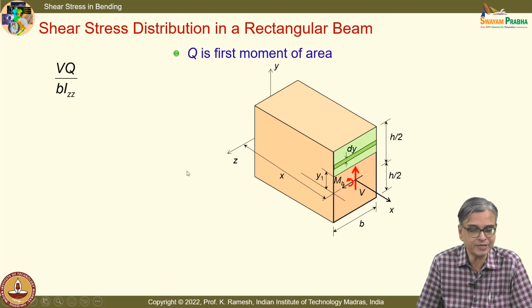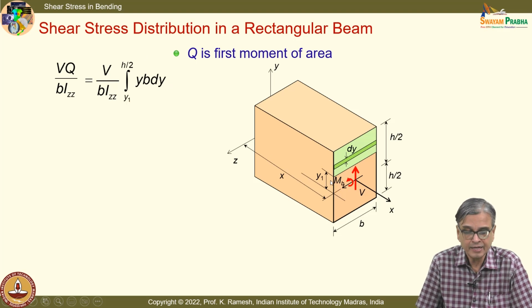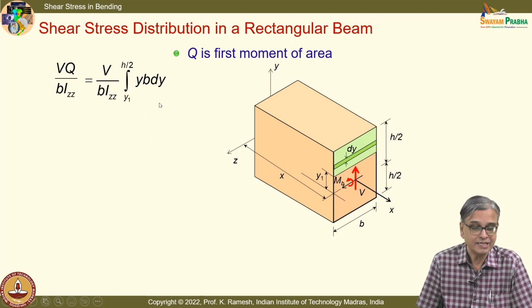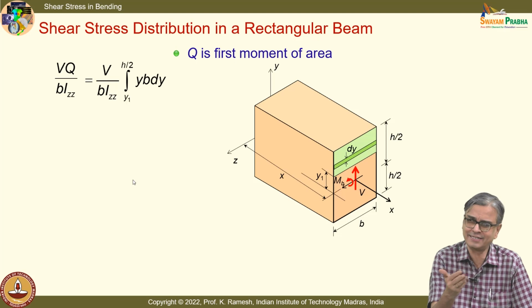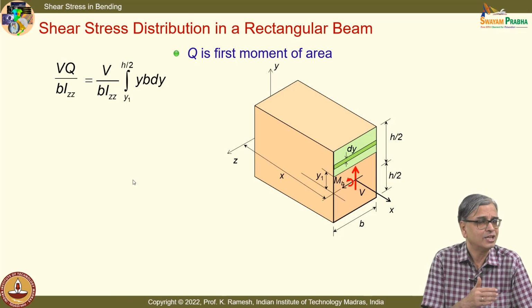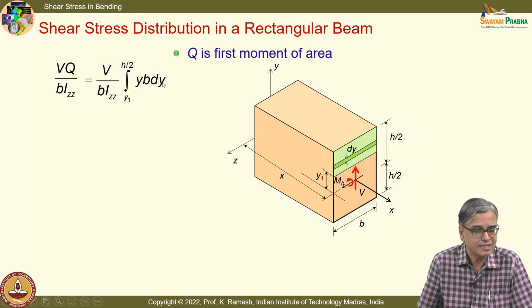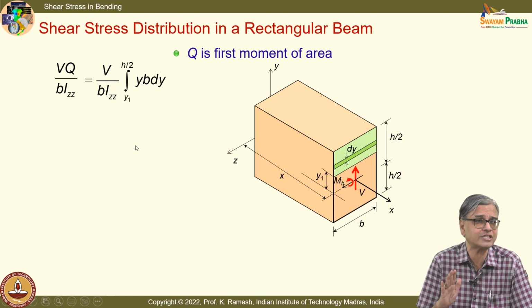So I will write the expression for a generic cross section. V by Izz, and the area is given as B dy. So I have written this for a representative cross section at y1. Because the cross section is simple, by substituting the limits appropriately, you can calculate Q easily. That is what I said earlier. If you have a simple cross section, writing a generic expression like this is enough to get Q at any cross section of interest.